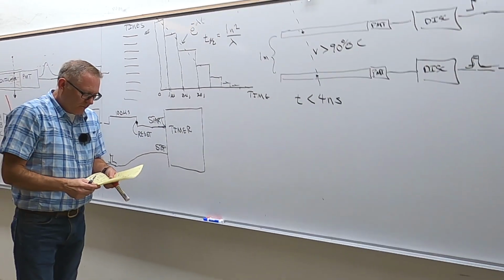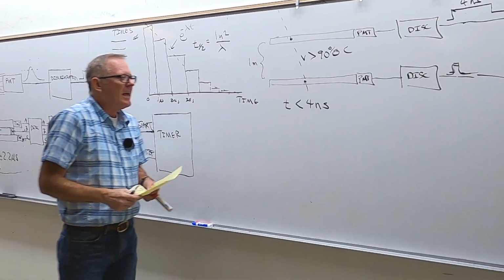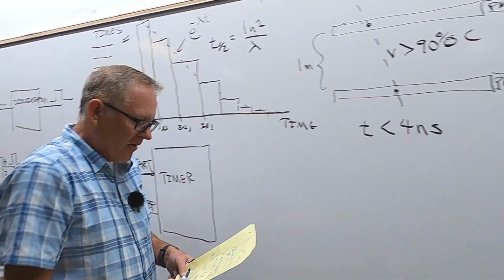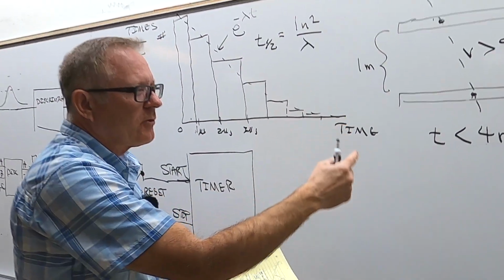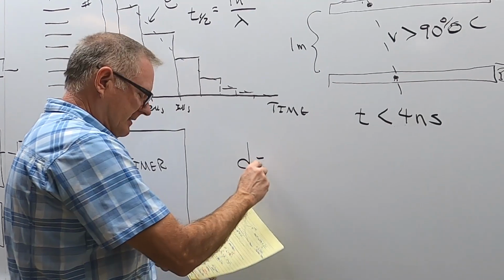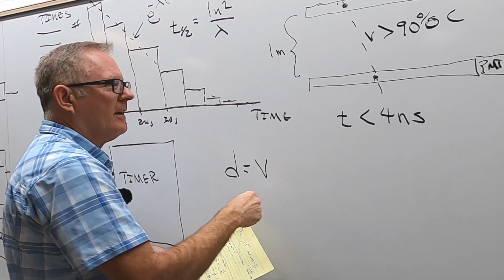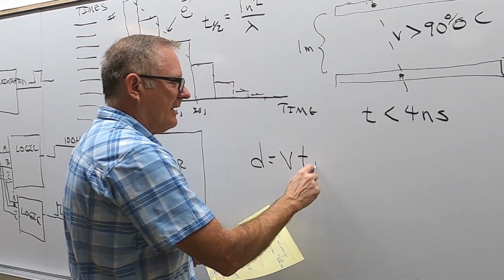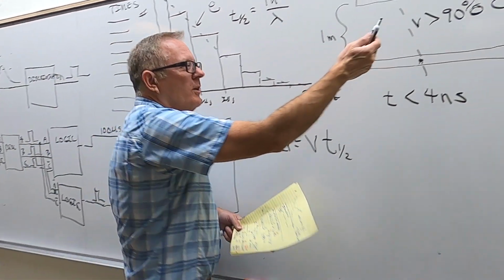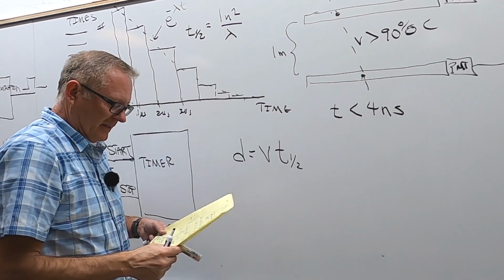So now what we should say is, since they only have a half-life of 2 microseconds, how far will they travel before they decay? Right here. Well, we know the distance is equal to the velocity times the half-life, and we know what that is. That's 2.2 microseconds, and we know the speed. We know it's at least 90% the speed of light.